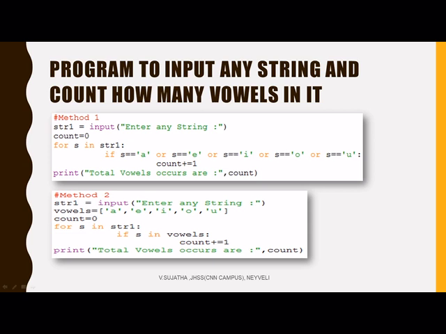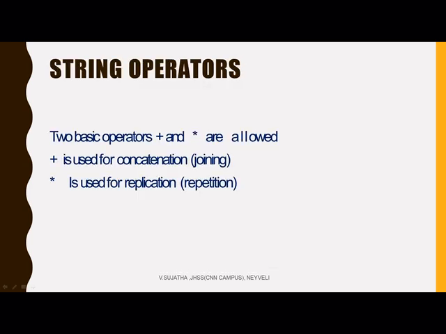So this is one method, and this is another method. Here we are checking directly against characters, and here we are storing all the strings in a list, and from the list, using the membership operator in, we are checking. Clear? Here we are checking using the relational operator. Here we are checking using the membership operator. Okay. Then the next one is string operators.